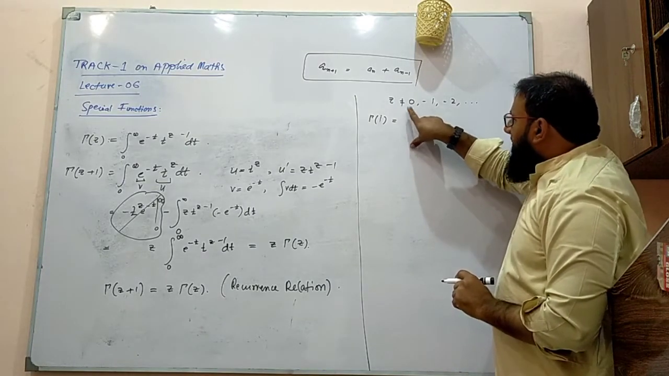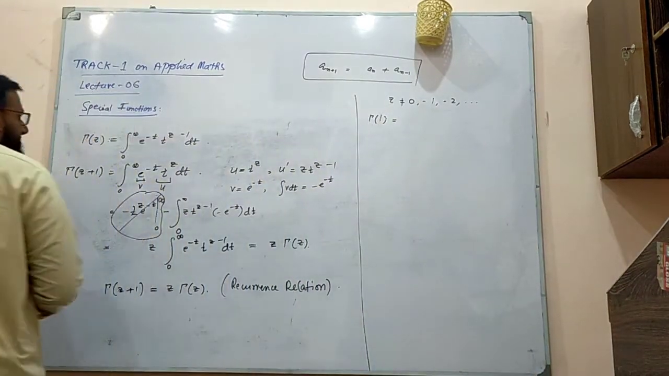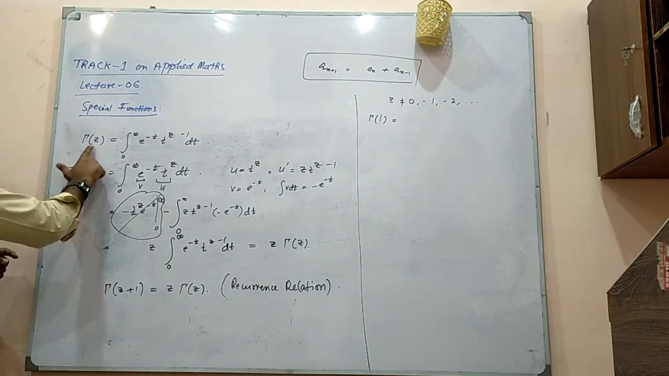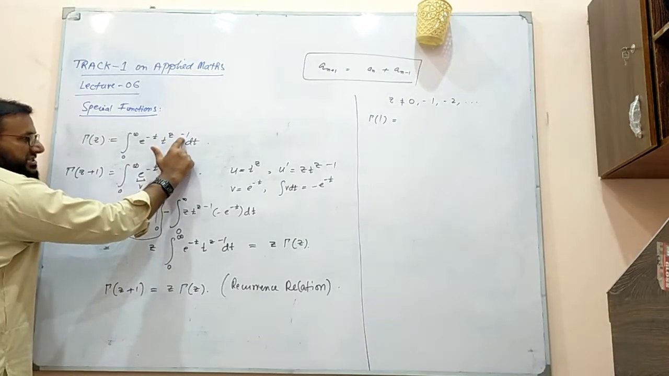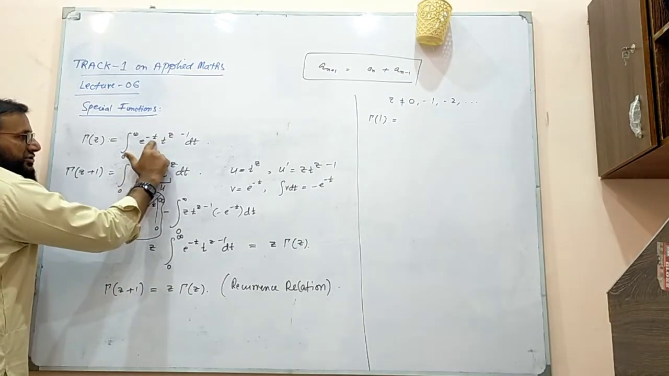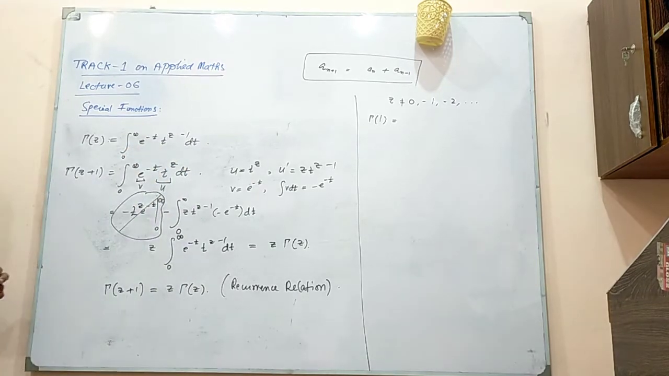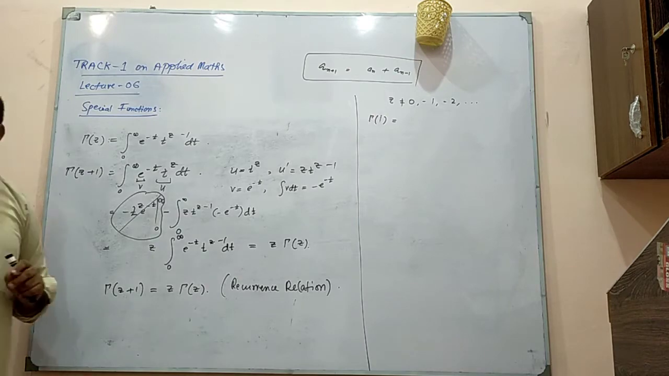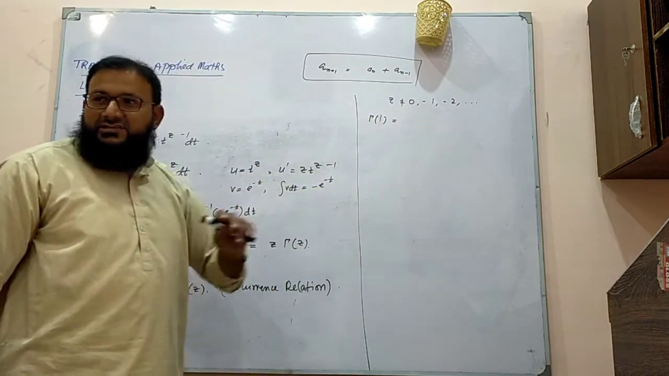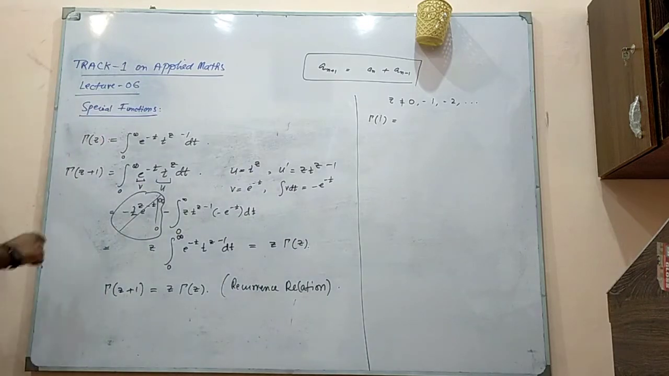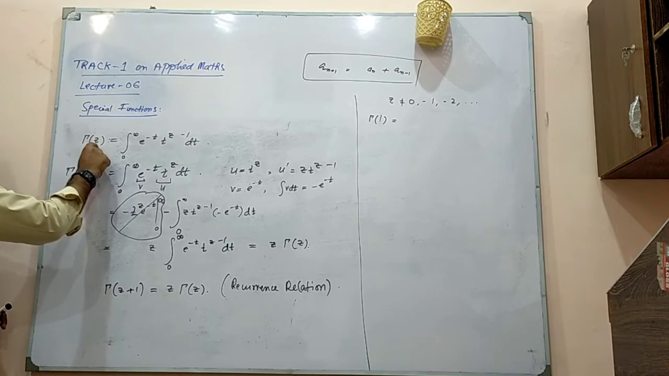Why is gamma of 0 not defined? Can you tell me the reason? Gamma of 0 means I put here 0, so this is going to be t power minus 1. E raised to minus t, t power minus 1, when you evaluate this integral, this diverges. That's the problem. So gamma of 0 is not defined for now. It means this z inside should not be 0.